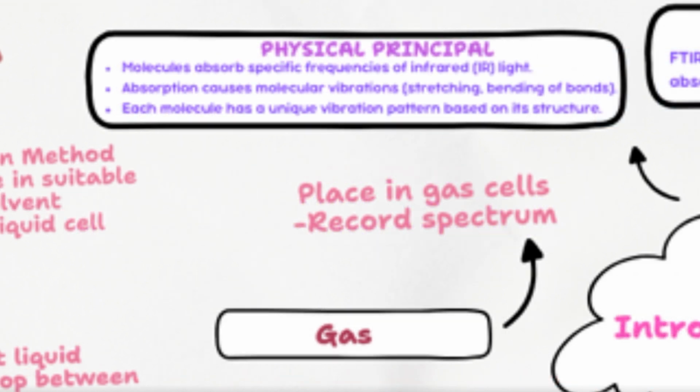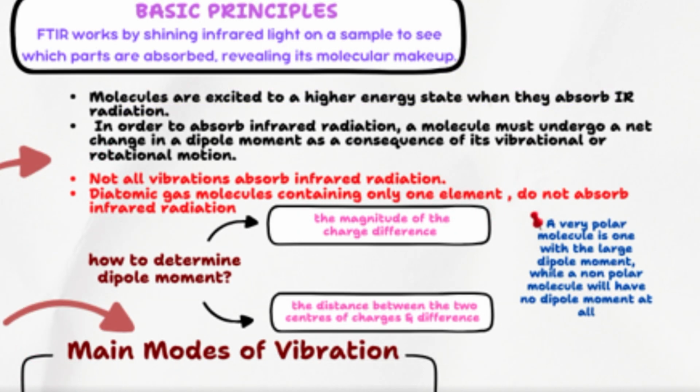Last but not least, physical principle. Molecules absorb specific infrared light which makes them vibrate, like stretching or bending. Each molecule has its own unique vibration pattern depending on its structure. Next, I will explain the details about FTIR.